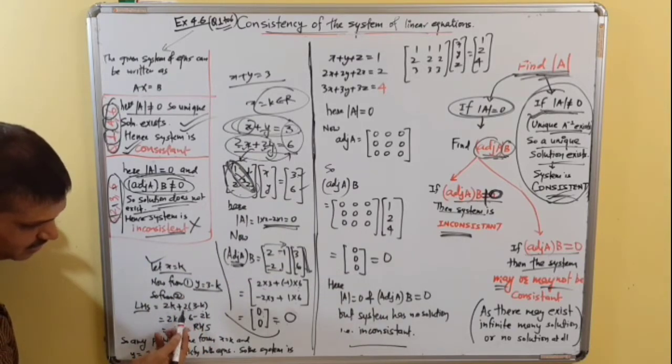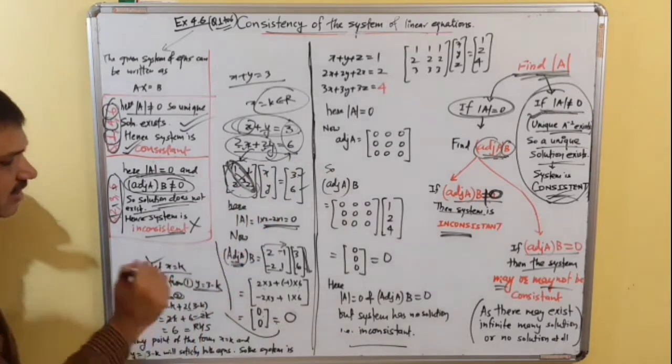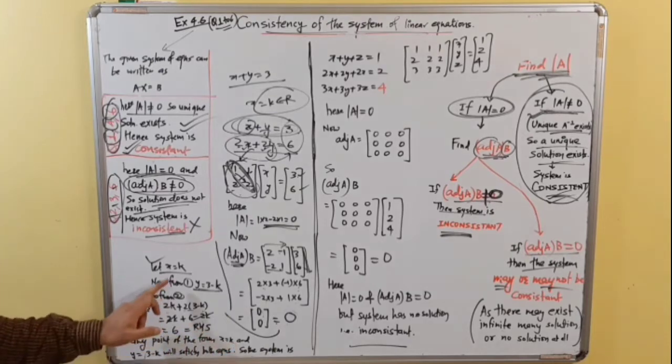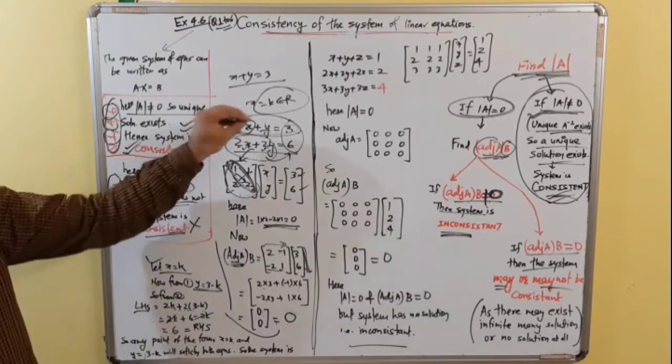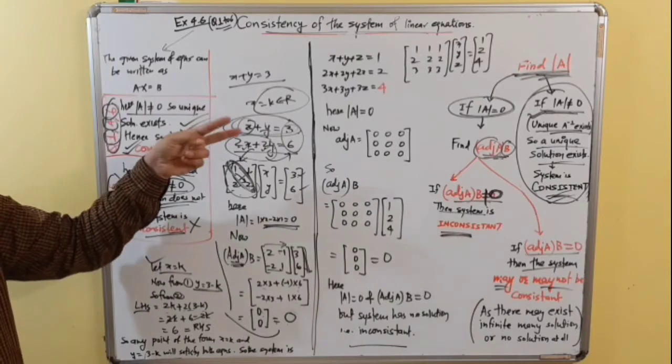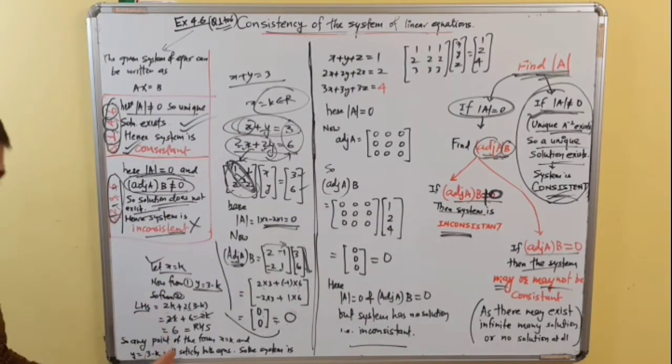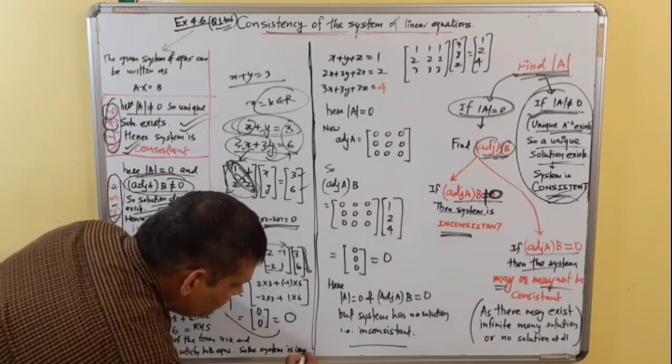So 2k plus 6 minus 2k, 2k is cancelled out, 6, and that is the right hand side. That means any point of the form x is equal to k and y is equal to 3 minus k will satisfy both the equations simultaneously. So it will have infinitely many solutions. So the system is consistent.